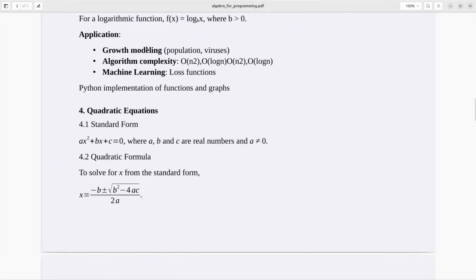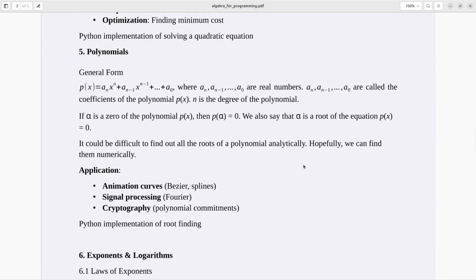Okay. And let us go to number 5 of this note about polynomials. So what is a polynomial? We have the following general form. P of x equals an times x to the power of n plus a minus 1 times x to the power of n minus 1, so on and so forth until we reach a0. So here a0 would correspond to x to the power of 0.